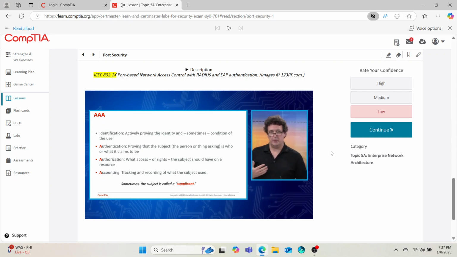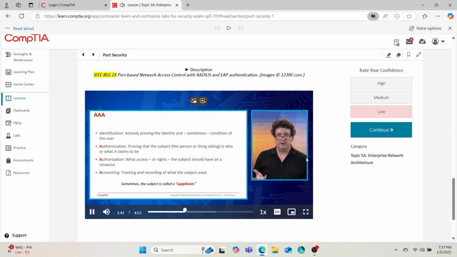With authorization, that's where you basically determine, okay, here's the state of the subject or the supplicant. And by state, I mean, what's the condition of the computer that's logging in? Where's the location? That sort of thing. And then it authorizes specific access to services. And then accounting is basically what happened. And how accurate is your accounting?